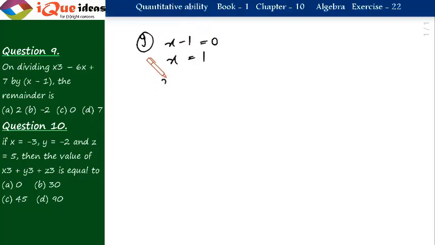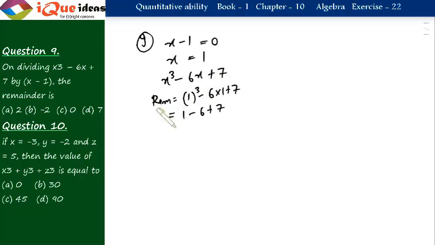What is the expression? Expression is x cube minus 6x plus 7. So the required remainder would be 1 cube minus 6 into 1 plus 7. So it is 1 minus 6 plus 7. That is 8 minus 6, which is 2. So the required remainder is 2. Alright.